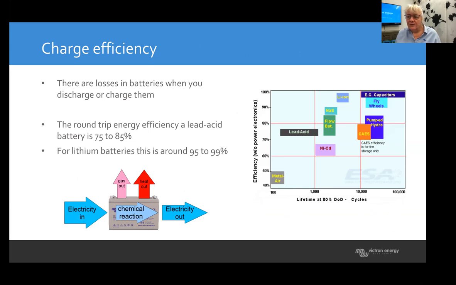Next thing, charge efficiency. That's basically the round trip. You put electricity into the battery, and eventually you take electricity out again, and in between, you lose energy. Inside the battery, you get a chemical reaction that tries to put all the electricity through. A battery is a box of acid with 2 plates in it, lead and lead sulfate.